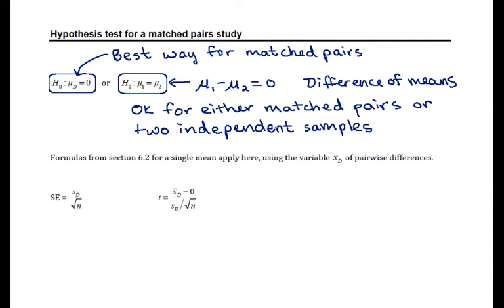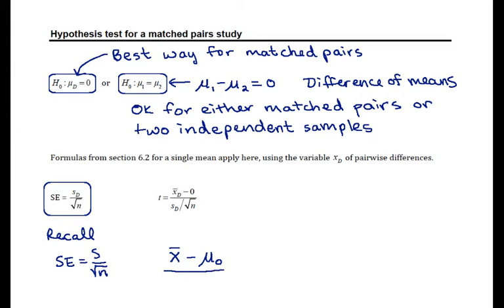However, we definitely need to switch over to one variable thinking if we have matched pairs. So our standard error comes directly from the standard error formula for one mean. Recall, for one mean, we had that the standard error is s over the square root of n. This is the same exact formula, but it's using s sub d as the standard deviation of the differences. And for one mean, we also had x bar minus mu naught over s over square root of n.